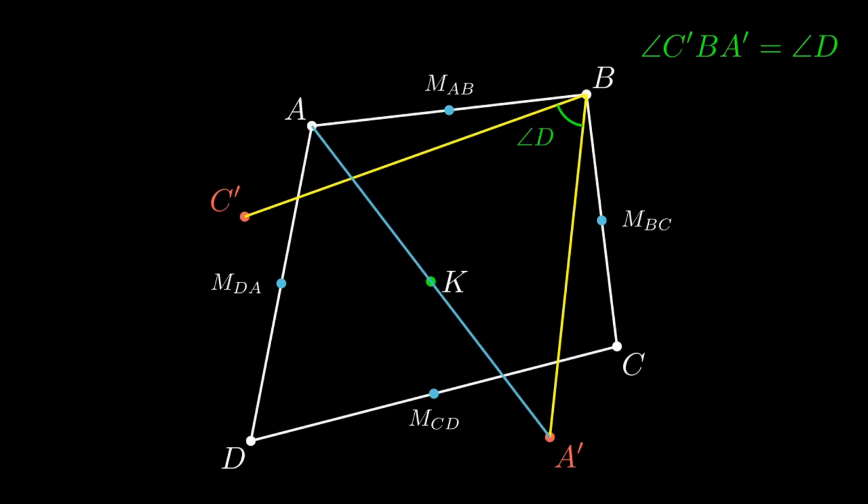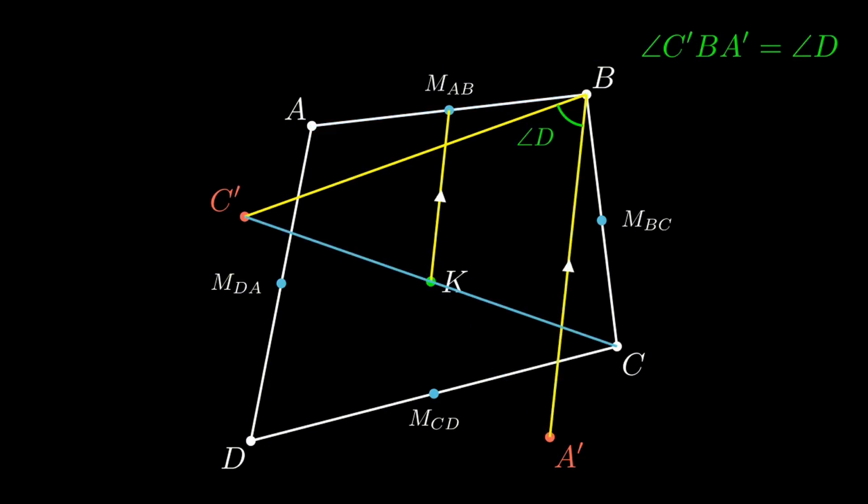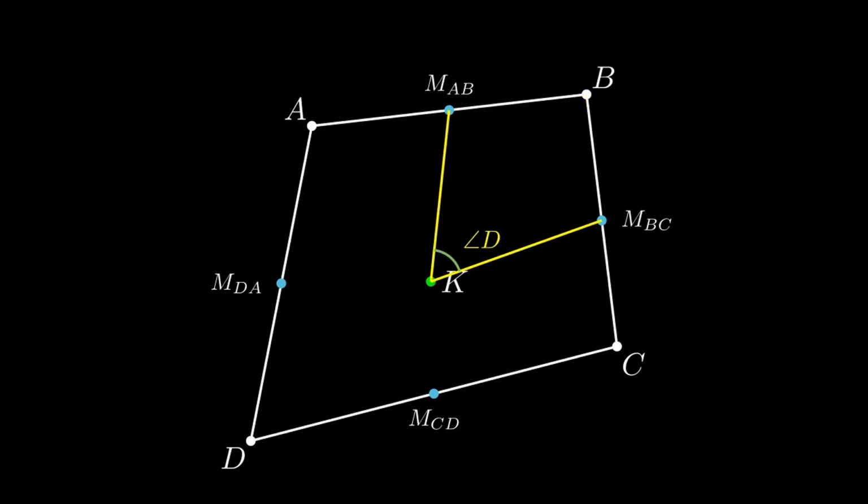Now, in triangle ABA prime, we have KMAB parallel to A prime B by the midpoint theorem. Similarly, in triangle BCC prime, we have MBCK parallel to BC prime. Thus, the angle MABK-MBC equals the angle between A prime B and BC prime, which is angle D. This is due to the angle between same set of parallel lines. This proves our required result that the second small circle passes through the point K.